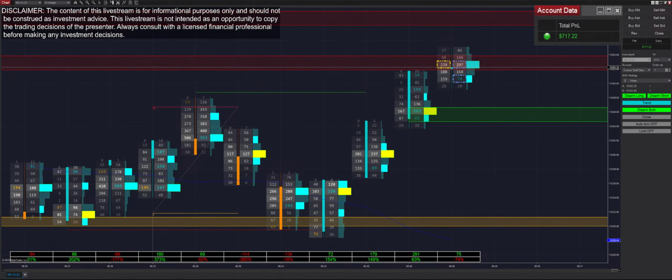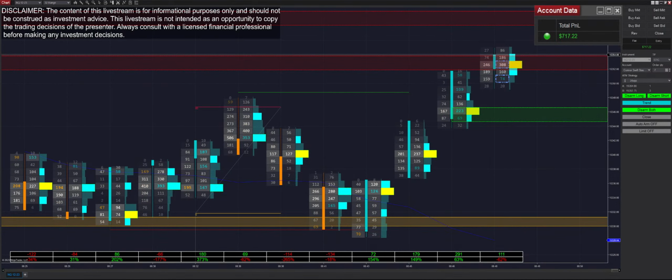Will this work on Top Step? Absolutely. It will 100% work on Top Step. We have had many people use Top Step. I've traded on other prop firms before, and yes, it will work on Top Step.